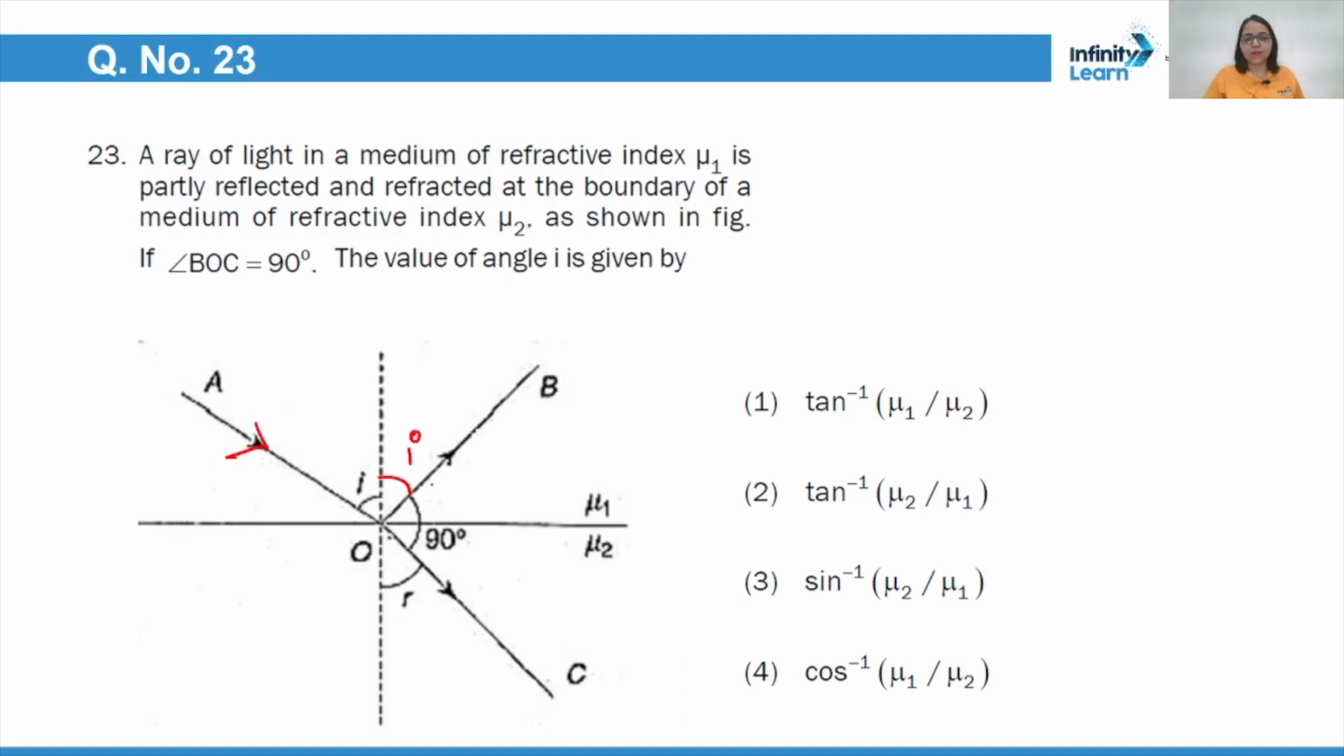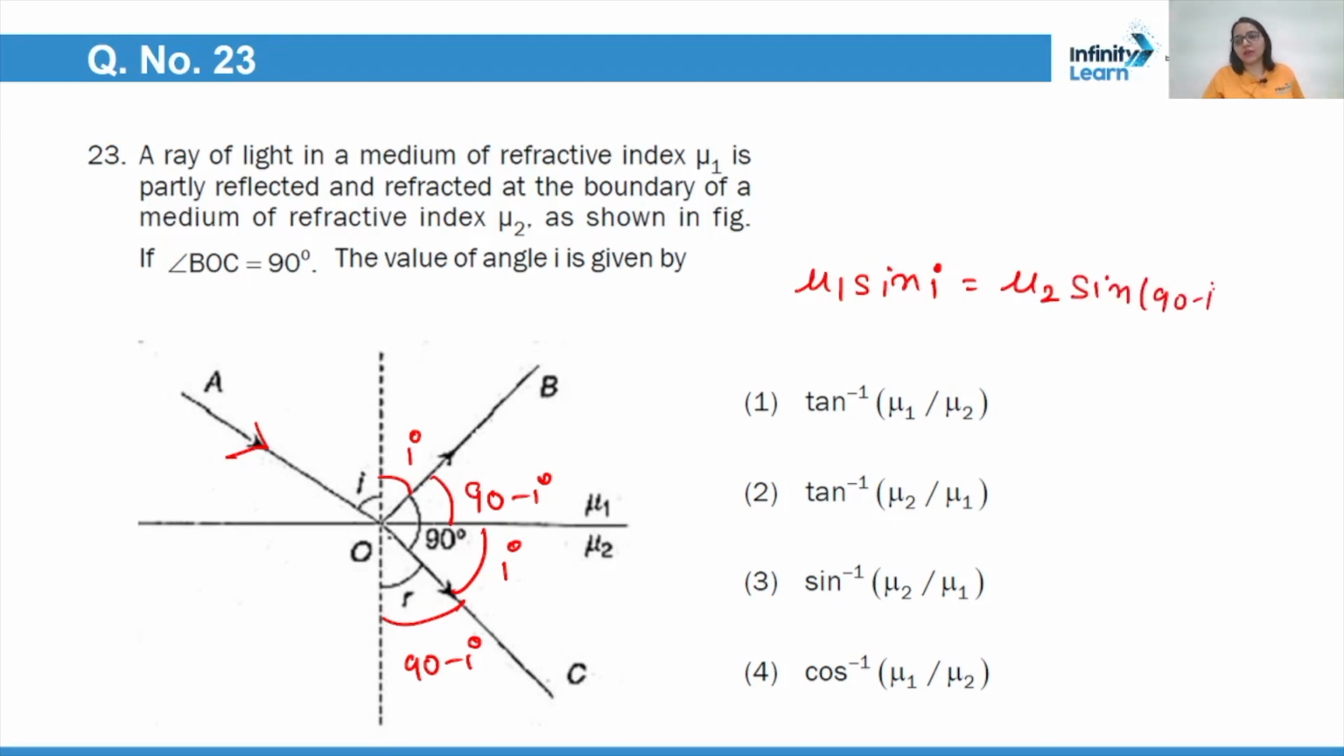Question number 23. We have light with incidence angle I. So this is also I. This will be 90 minus I and this will be I. So R is actually 90 minus I. So apply Snell's law over here. So this is mu1 sine I is equal to mu2 sine 90 minus I. So over here tan I will be mu2 upon mu1. So I will be tan inverse mu2 upon mu1, which is option 2.